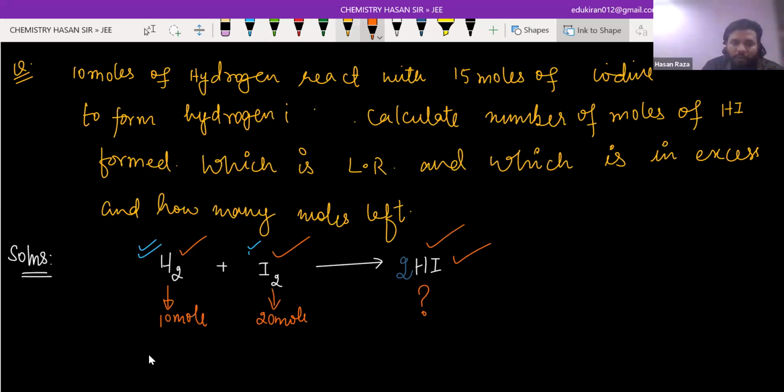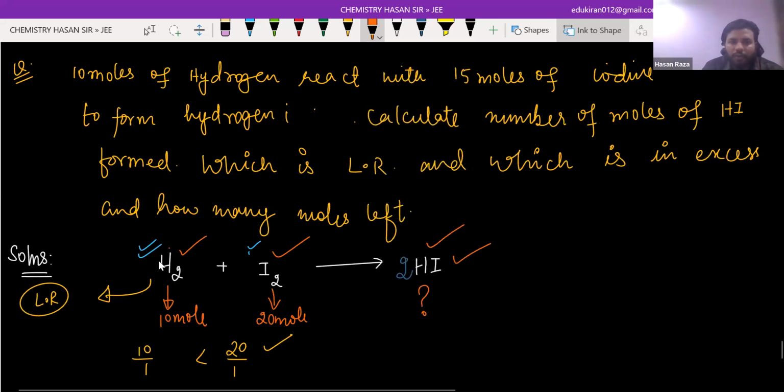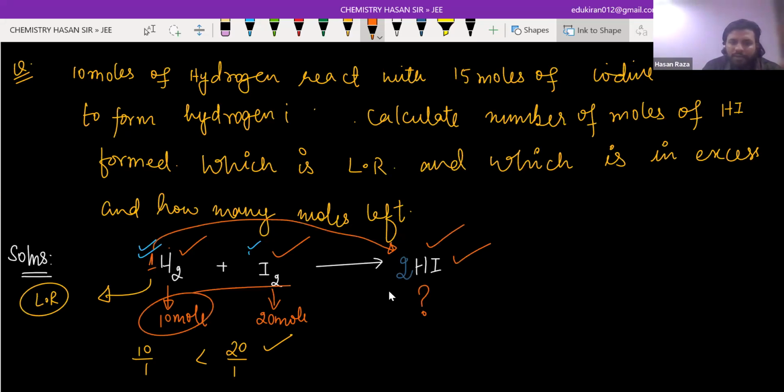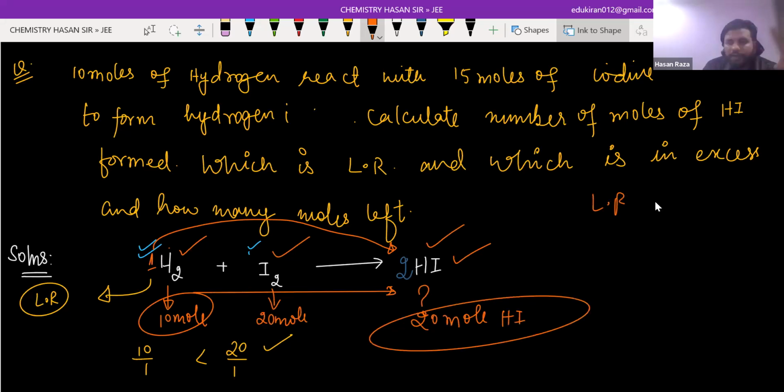Now see, if you take the ratio, this will be 10 by 1 and this will be 20 by 1. So this is greater, and hydrogen is the smaller one, so it is the limiting reagent. If it is the limiting reagent, the product will be formed according to this. As you can see, 1 mole of H2 will give 2 moles, so 10 moles of this will give you 20 moles of HI, yes or no? Yes, sir. So first of all, the limiting reagent is your hydrogen. The number of moles of HI is 20 moles.